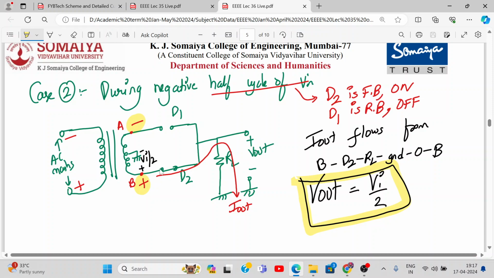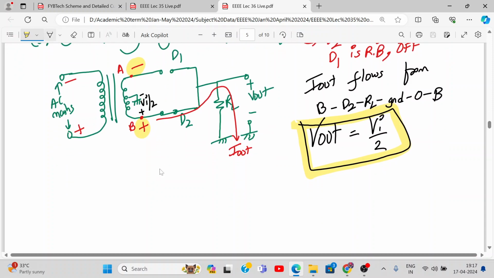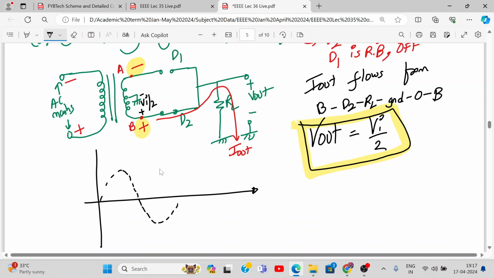So if I plot the rough waveforms for the input signal, if this is my input signal, let's say it's Vm and minus Vm, I am plotting the output. So the output signal will look like this. For the positive cycle, it will follow the input, D1 is on. For a negative cycle, it will follow the input.